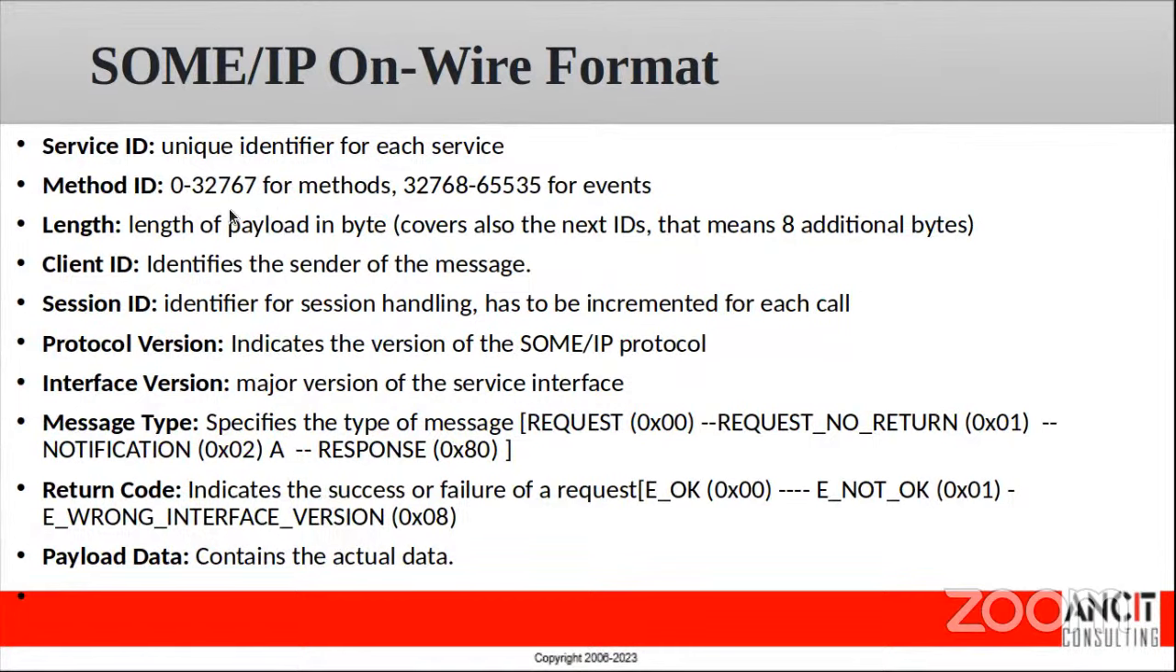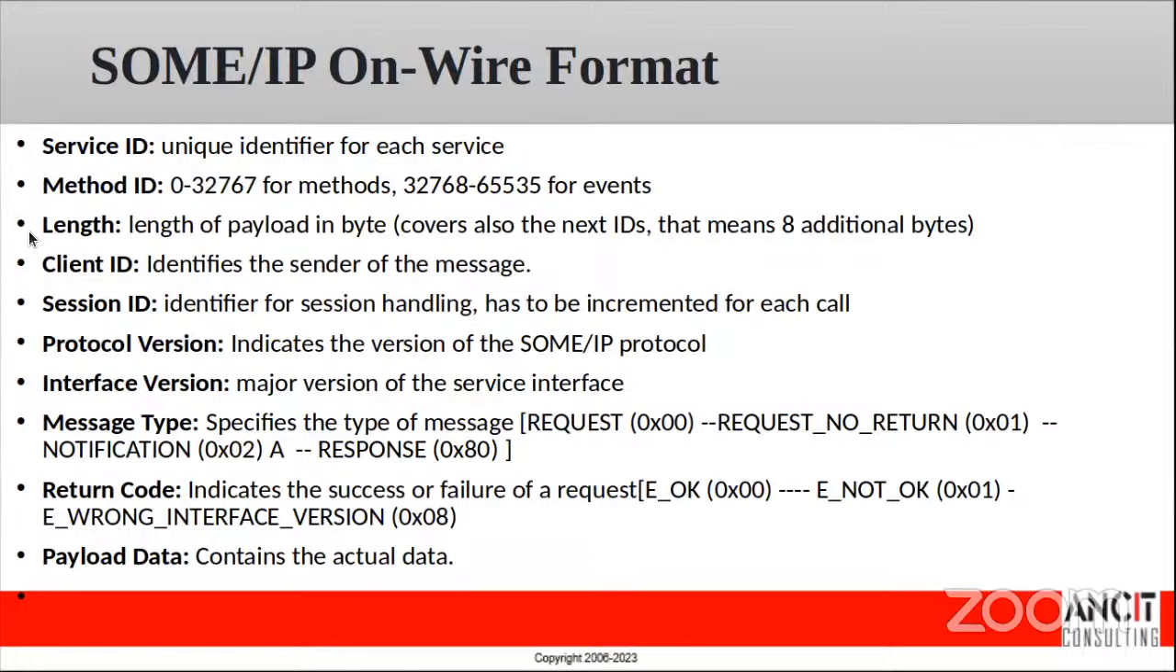32,767 for methods. This is the range of ID numbers we are using. And 32,768 to 65,535 for events. Events means, I already explained, the notification and subscriber things happen here. An event is like an interrupt. When there are subscribers to events, once the event occurs, it will transmit the data to the client.